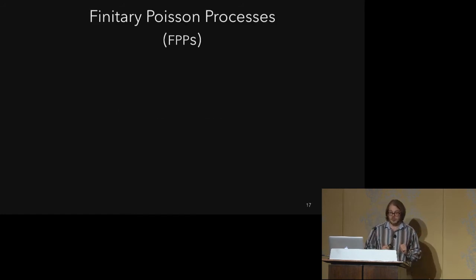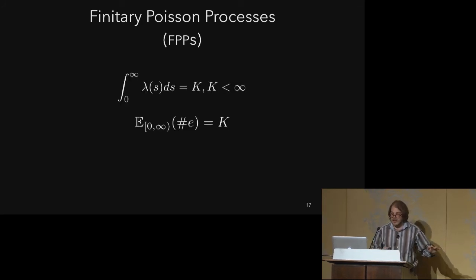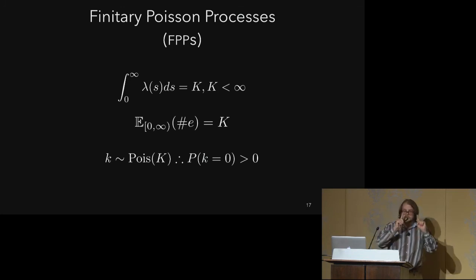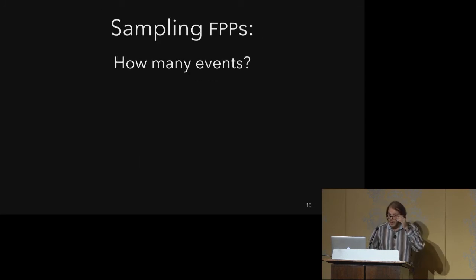So finitary Poisson processes are Poisson processes for which, over the entire history of the process, you can expect a finite number of events k. Because of this, they need to be non-homogeneous. Then to sample the number of events from this process, you just sample a Poisson random variable with mean k. Note, because it's Poisson distributed, that means that some processes can produce no events. Regardless, all of these processes can still be superposed. This gives us a convenient way to sample from FPPs.